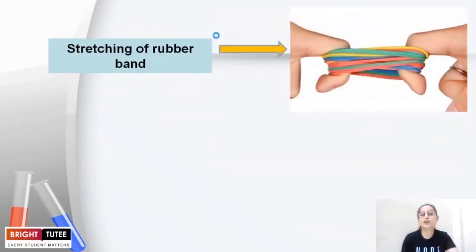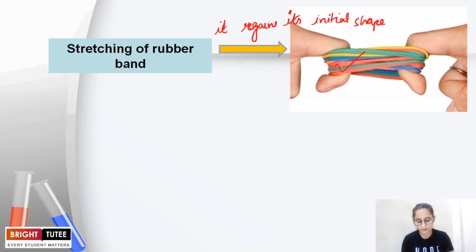Now stretching of a rubber band. Again, another example. What is happening? You have a rubber band, you try to stretch it. What happens? It elongates, right? Its shape somehow changes. But when you put it aside, when you remove the force that you are applying, what happens? It regains its initial shape, right? It regains its initial shape and size.